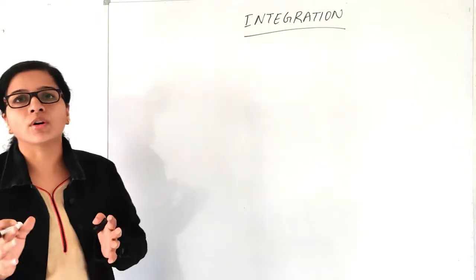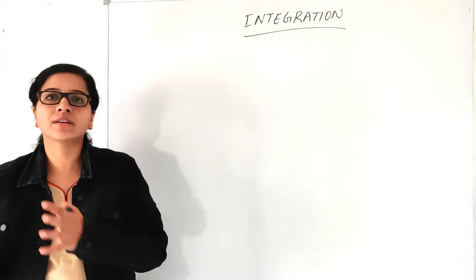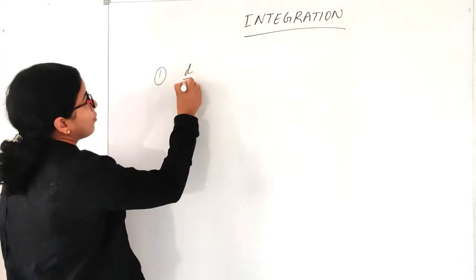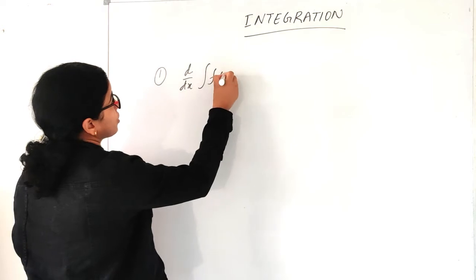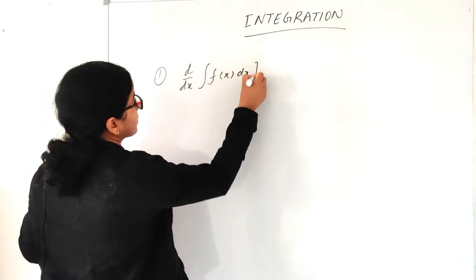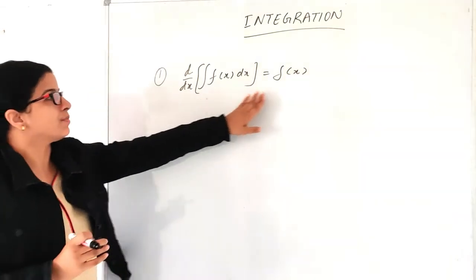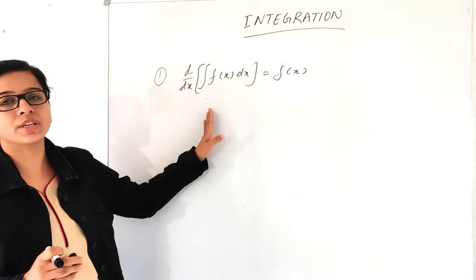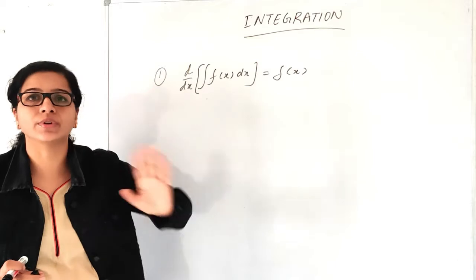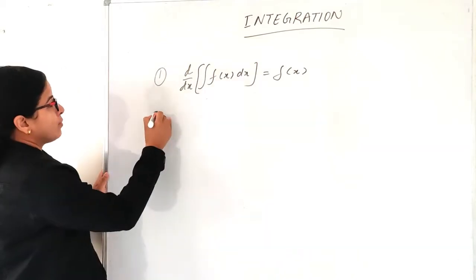Let us have a look at some standard results of integration. d upon dx of the integral of f(x) dx is nothing but equal to f(x). So what does this imply? This implies that differentiation and integration are inverse of each other. Now see the second property.